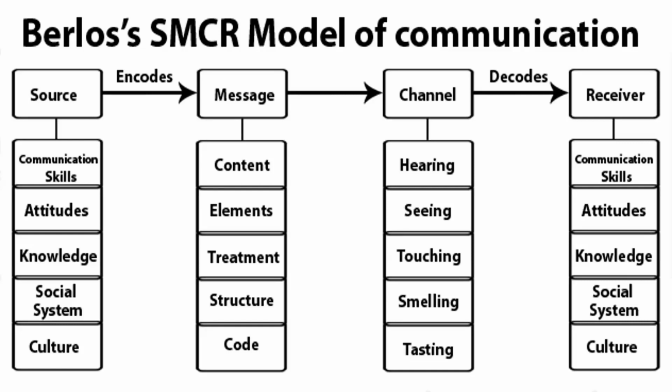Next one here, of course, you consider it in codes. Then here's now the message. Under message is content, elements, treatment, structure, and code. Let's start first with the content. When we say content, that's the entirety of the message. It covers the beginning up till the end. So you have to know what the content of your message is.